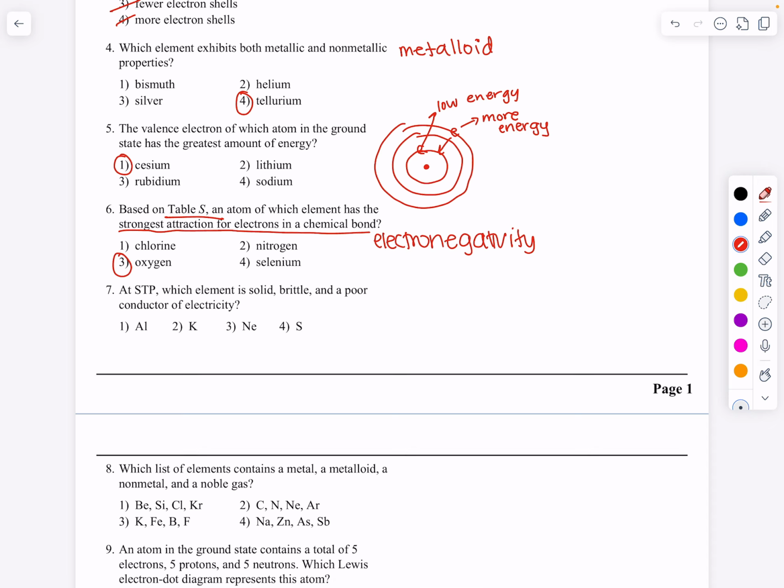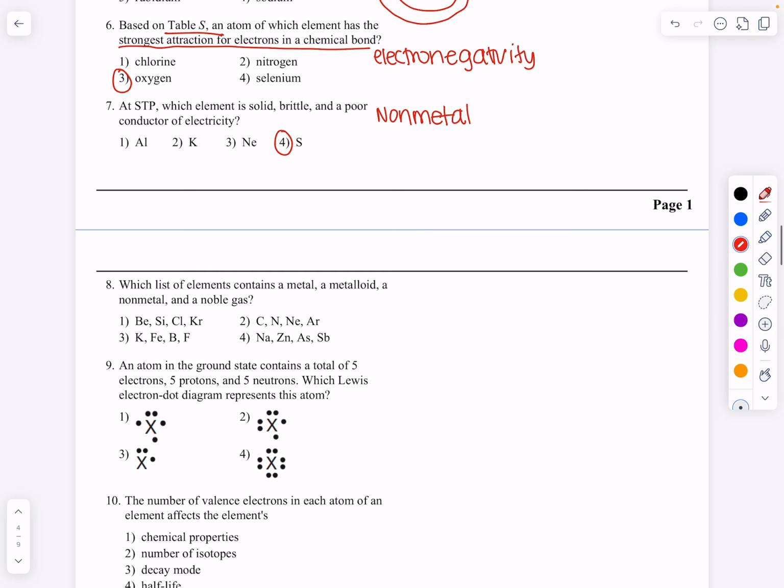At STP, which element is solid, brittle, and a poor conductor of electricity? Those are traits of a nonmetal. Metals have luster, they're not brittle, they're strong, malleable. The only choice that is a nonmetal is sulfur.